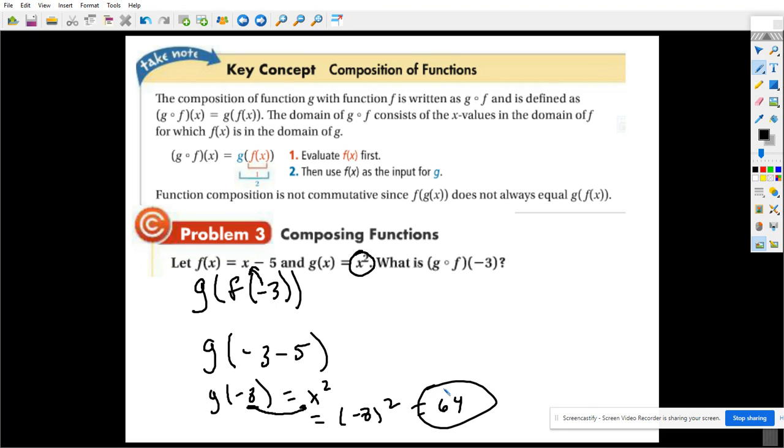So again, we start in the middle, and then we work our way out. But we make sure that this does not mean to multiply g times 8. Big time mistake a lot of students make. It's saying, hey, where's the function g? What does it equal? Oh, g equals x squared. I'm going to take that value and plug it in.